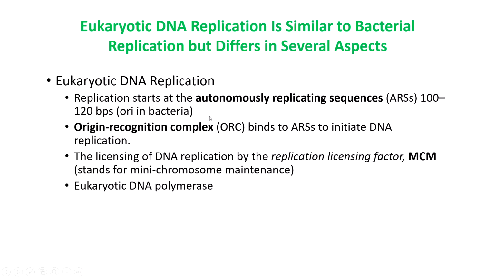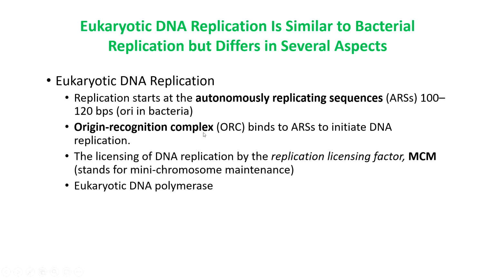Eukaryotic DNA replication begins at the autonomously replicating sequences, or ARS. This is essentially an origin in a bacteria. Just call it something different. It's also a lot shorter. It's about 100 to 120 base pairs, whereas if you recall, the origin of replication in bacteria is 245 base pairs long. And the order of those nucleotides is species specific. And so an ARS in a human might look different than an ARS in a mouse.